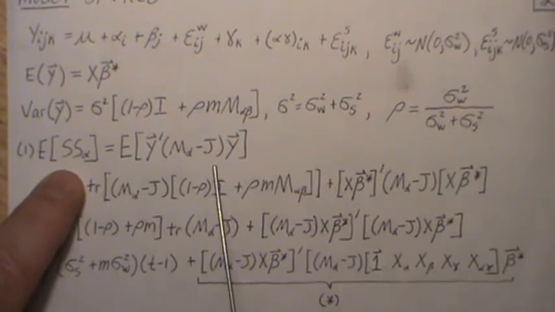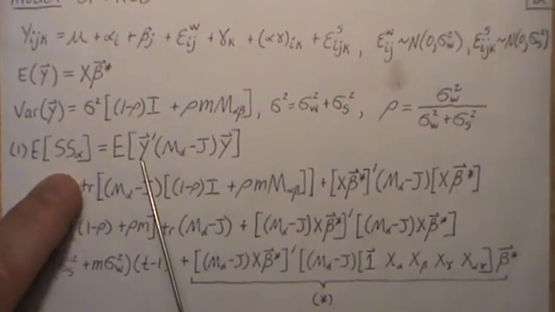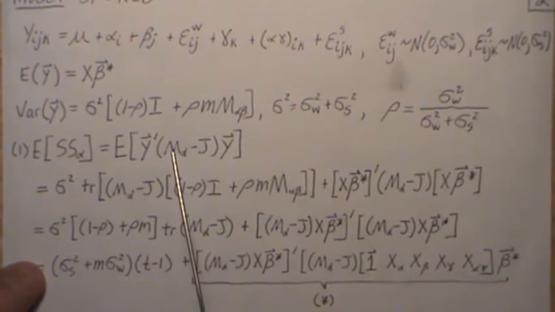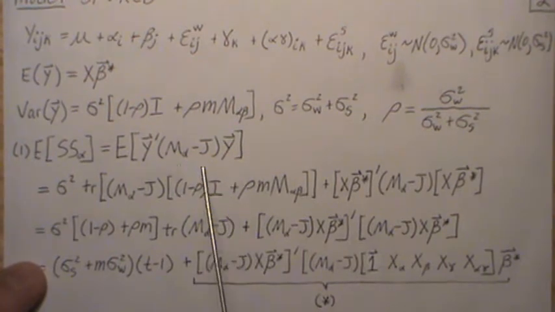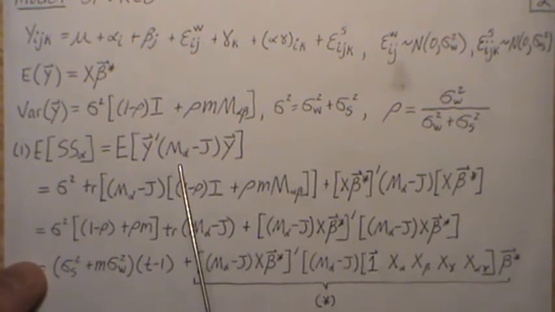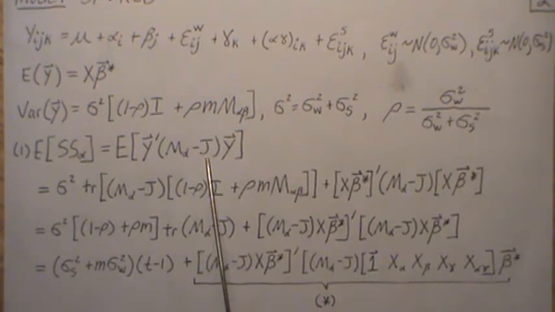So the expected value of the sum of squares alpha. Now the sum of squares alpha is defined like this. It's y transpose m alpha minus j y. Well, this is the perpendicular projection matrix onto the column space associated with alpha, and this is the perpendicular projection matrix onto the column space of 1s.